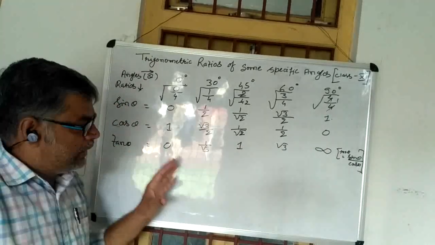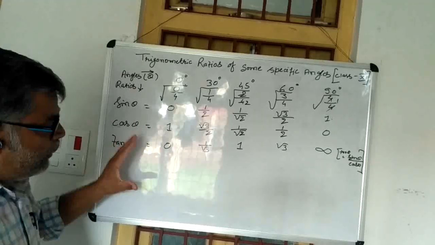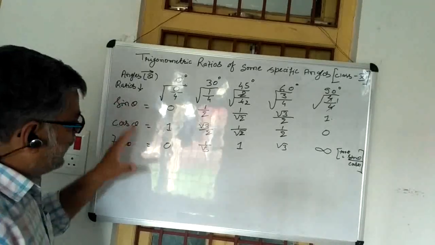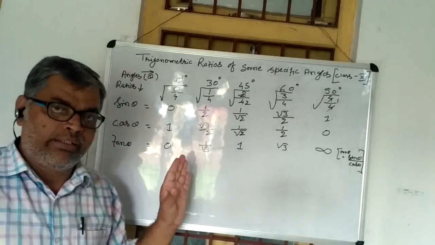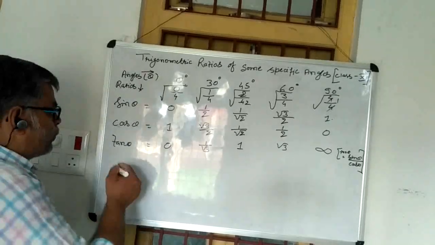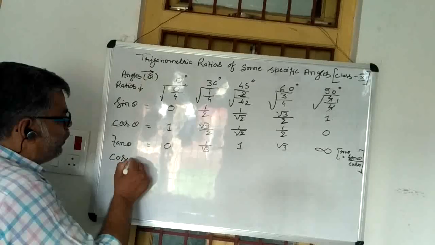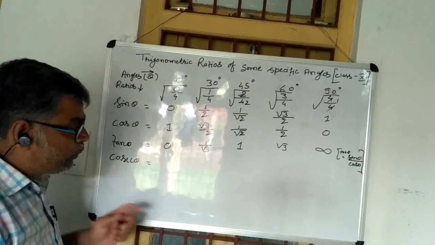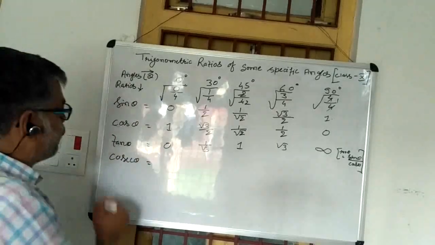So these are the values for the trigonometric ratios sin theta, cos theta and tan theta. We obtained them in this manner. Now for cosec theta, as you know, cosec is the reciprocal of sine.